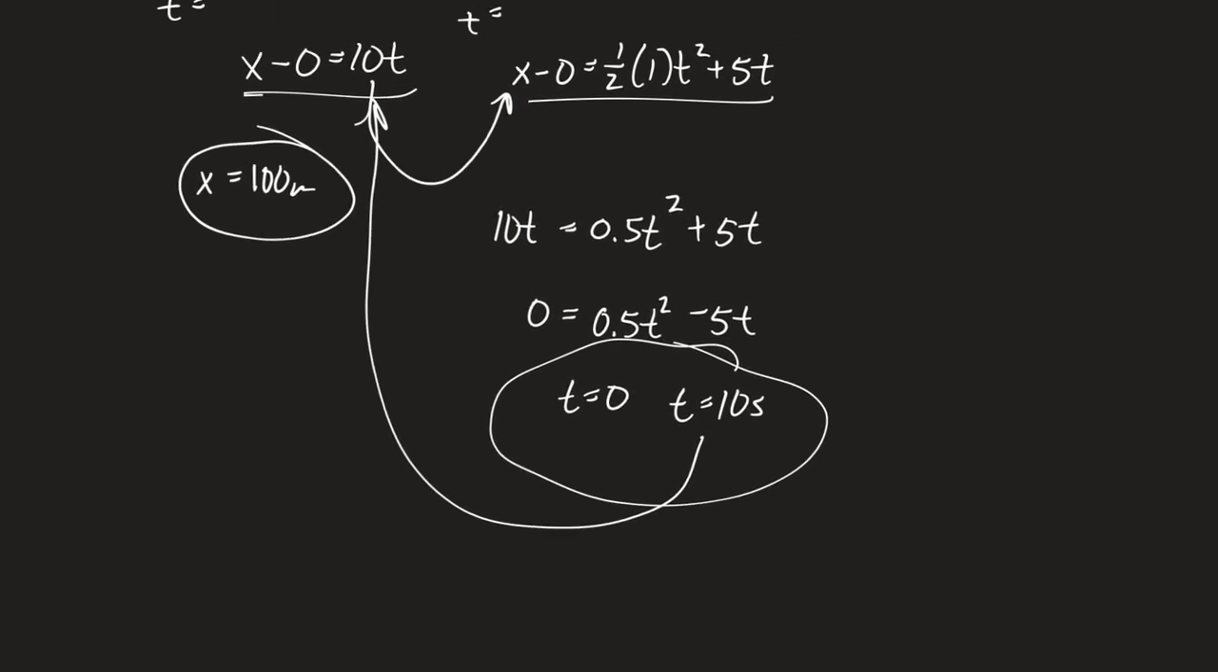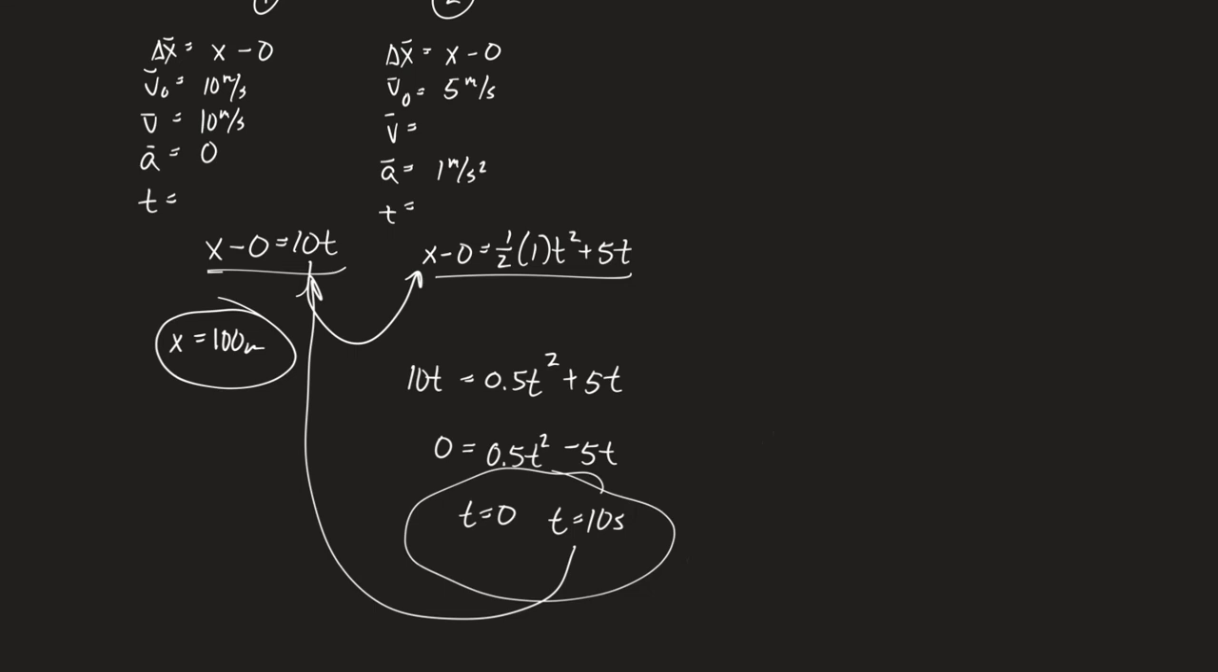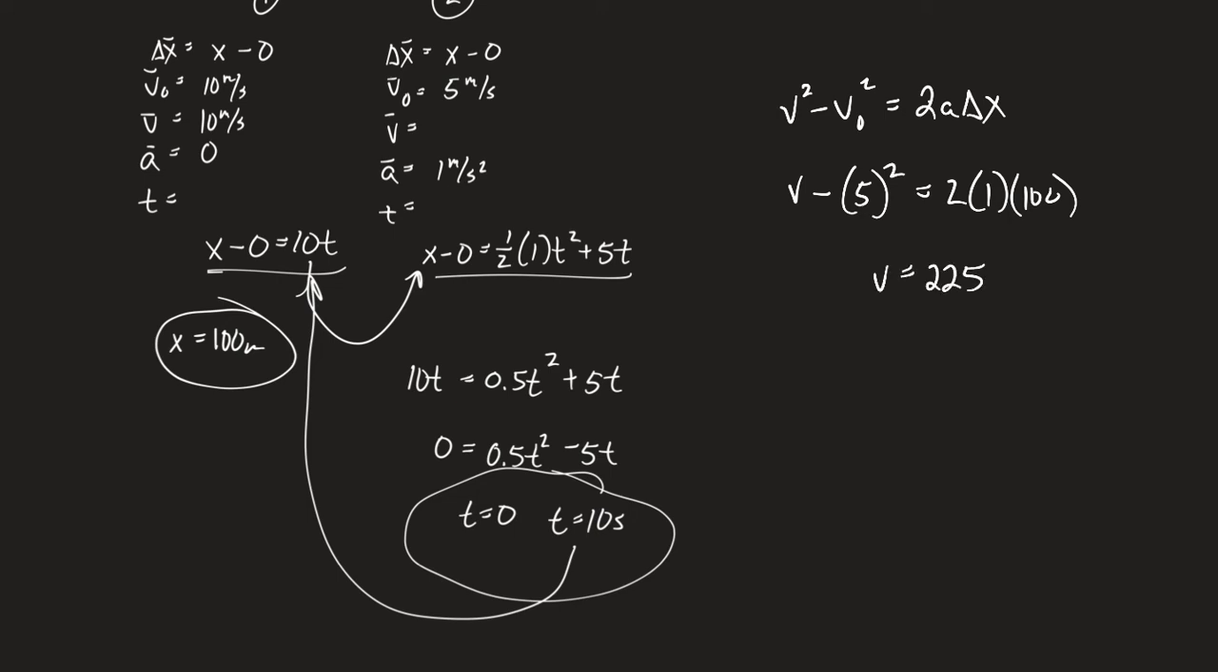But if I want how fast, well, then I might have to go back to this to figure out how fast he's going and choose a different relationship. And I will choose v squared minus v naught squared equals 2a delta x, or v squared minus 5 squared equals 2 times 1 times 100. That's 200 plus 25. V squared equals 225. And is the root of that 15? So, is that right? I think so. So 15 meters per second.